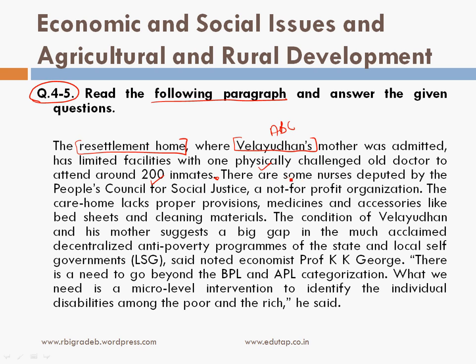There are some nurses deputed by the People's Council for Social Justice, a not-for-profit organization. So there are some nurses, and those nurses have been deputed not by the government but by the People's Council for Social Justice, which is an NGO or not-for-profit organization. The care home lacks proper provisions, medicines and accessories like bed sheets and cleaning materials. So there is just one old physically challenged doctor to look after the 200 inmates, and on top of that the resettlement home lacks proper provisions. What are those provisions? Medicines, accessories like bed sheets and cleaning materials. So it lacks all of these.